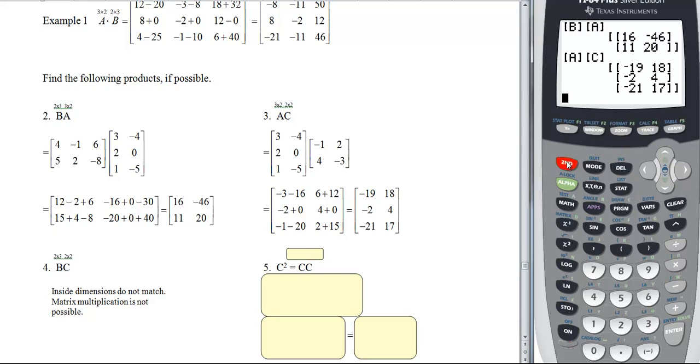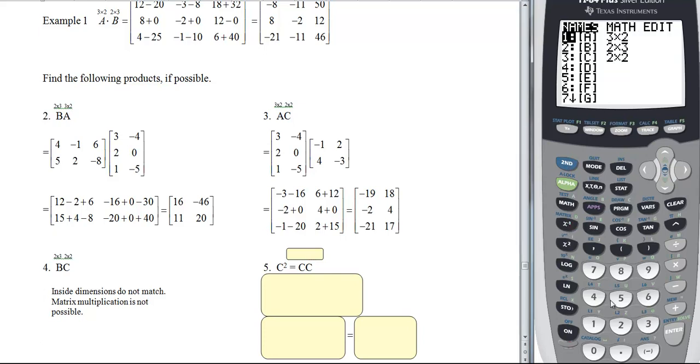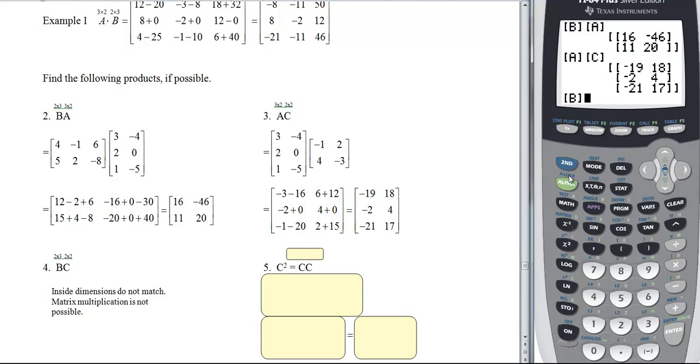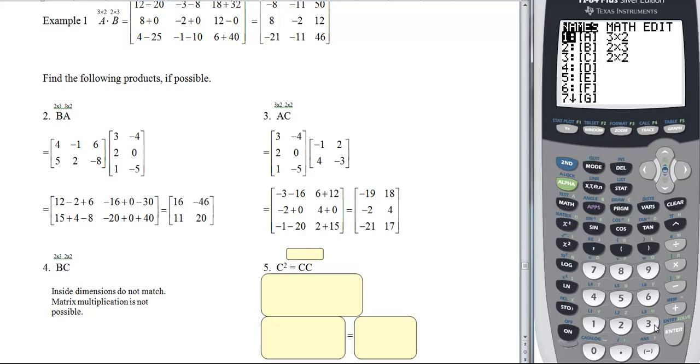Let's see what your calculator will say. There's B. There's C. Dimension mismatch, which is what we're saying right here. The dimensions do not match. They have to say it a little bit more concise.